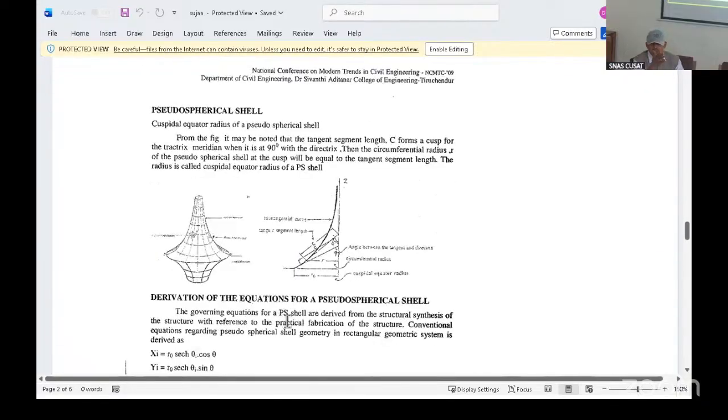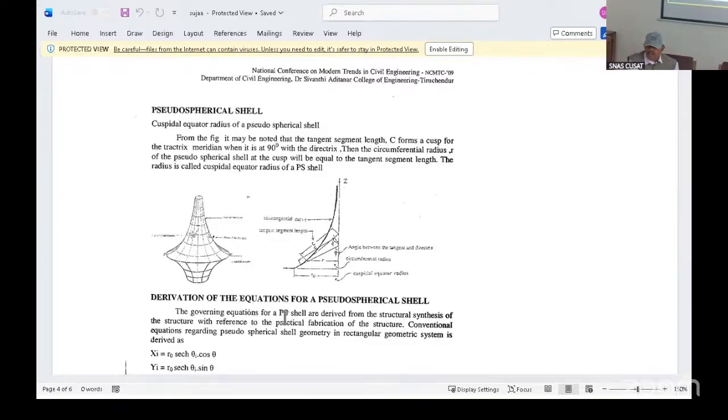Yesterday only I saw this paper first time. They included my name. I did not review whatever they put. See the curve, you see? This curve only you generate by equation. Then the axis of rotation you would give. So you will get this pseudosphere. Next.